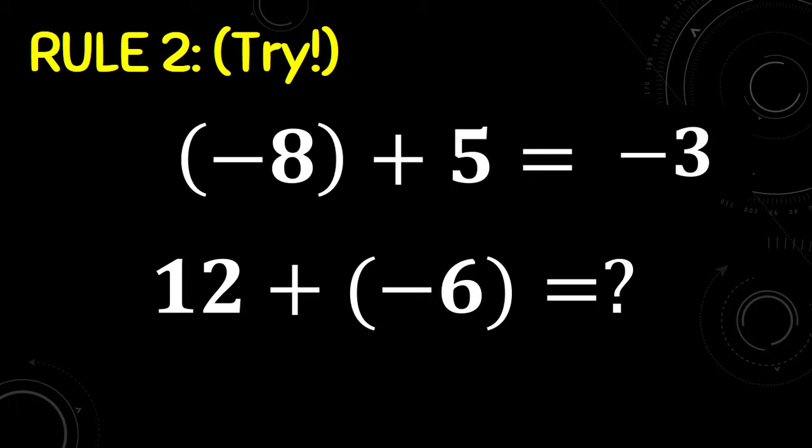For the second example, we have here positive 12 plus negative 6. That is 12 minus 6, which is 6. Yet the larger number is 12 and the sign of 12 is positive. So the result is positive 6.